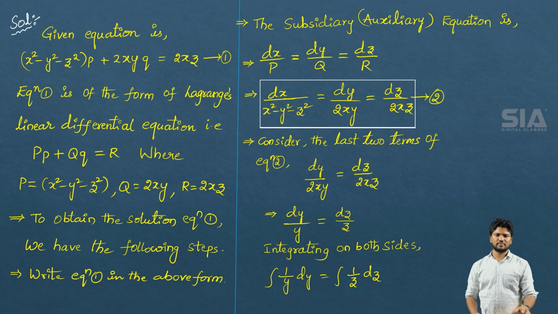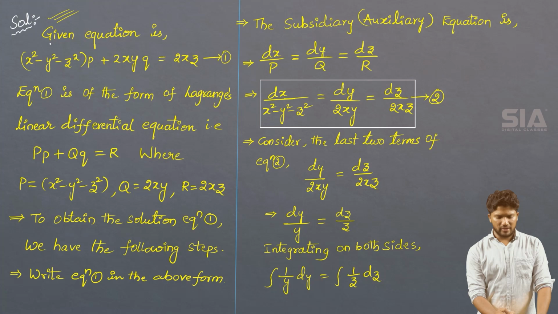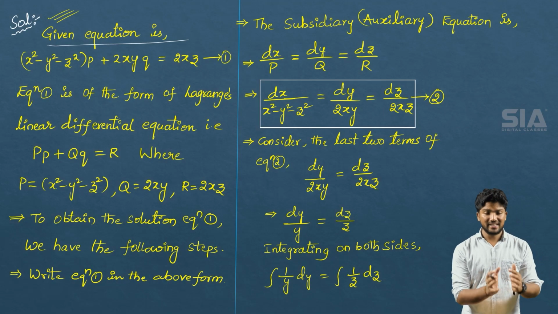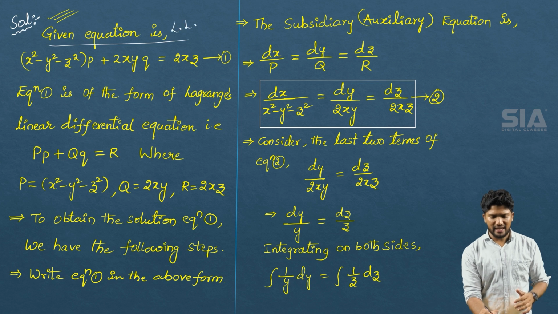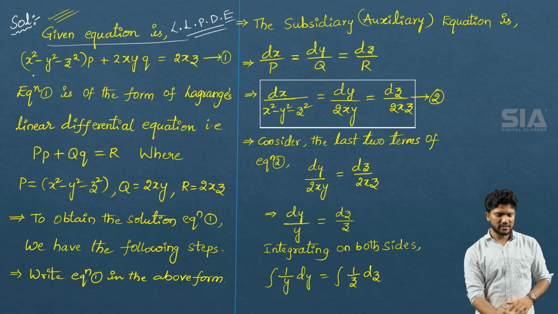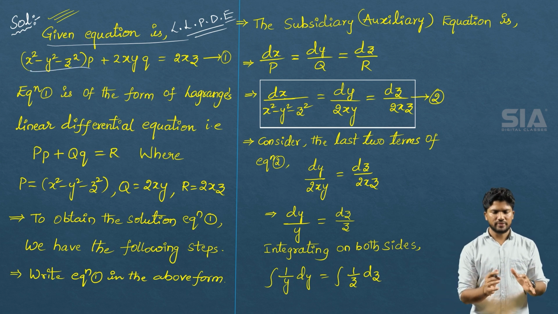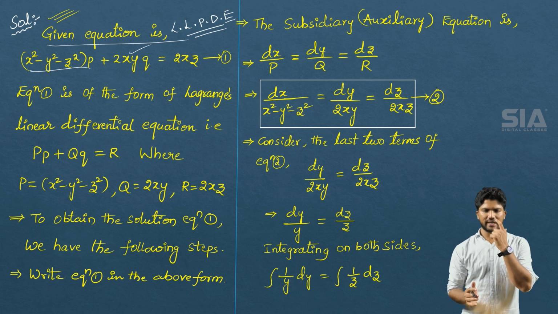Now in your examination, if you get the same question, start the final solution from here. Solution: the given Lagrange's linear partial differential equation is (x² − y² − z²)p + 2xy q = 2xz.